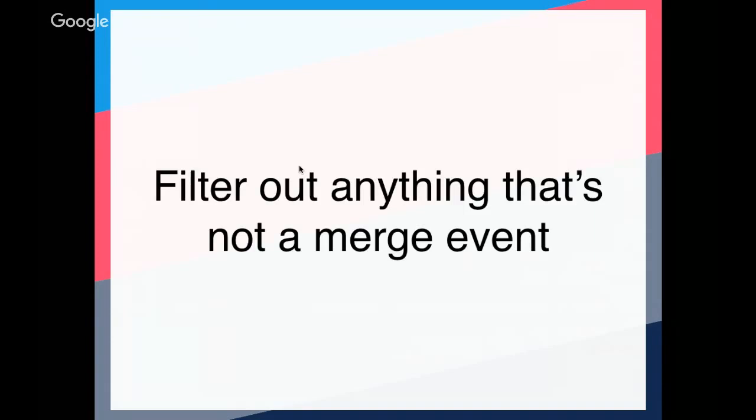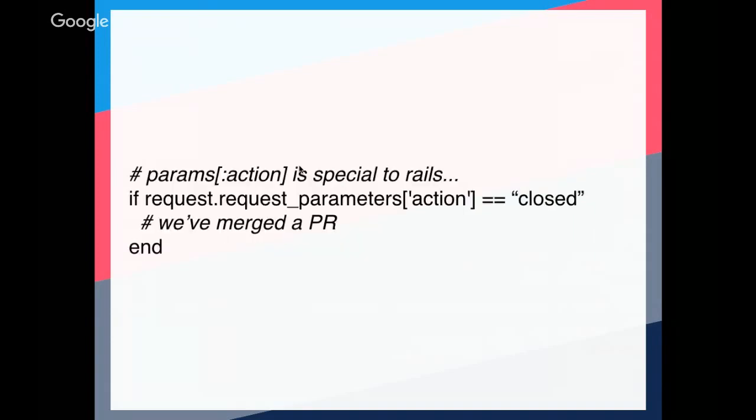Then the next thing we need to do is filter out anything that's not a merge event. And in Rails land, params action is special. So you actually can't do params action to get that key off that hash. You have to do request params and then action, and then make sure that equals closed. So that works. That's good.